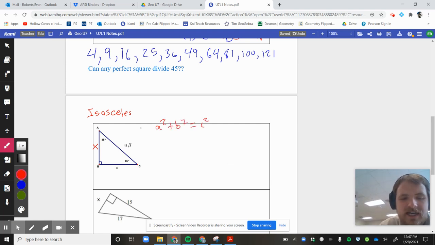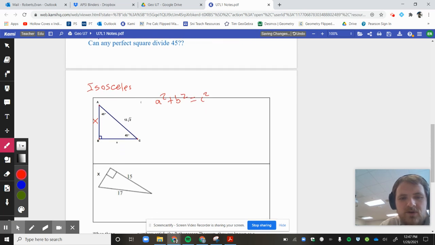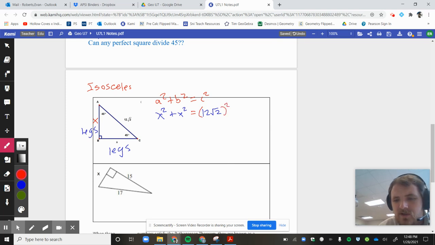All right, so this is kind of a harder situation. I wanted to throw this in here. So both of those legs are x, and that's what we're trying to find. And so I'm going to do x squared plus x squared equals 12 radical 2 squared. All right, so that might look a little tricky, but remember, we just square everything.